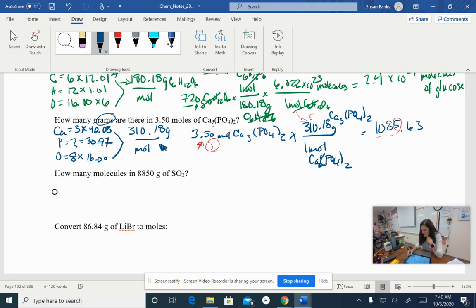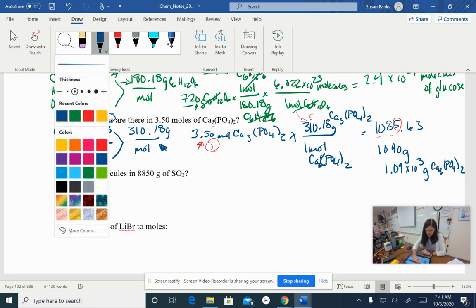Now, I could write this 2 ways. I could write this as 1,090 grams. That will give me 3 sig figs. Or I could write this in scientific notation. I could write 1.09 times 10 to the 3 grams of calcium phosphate. Okay, either one would work. Either one would give you the 3 sig figs. All right, let's go to the next question.